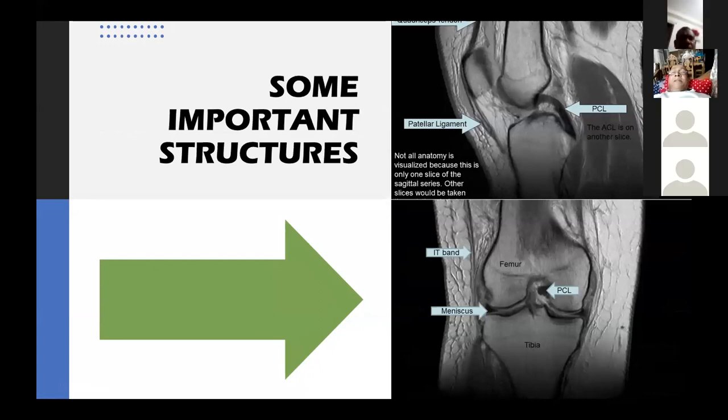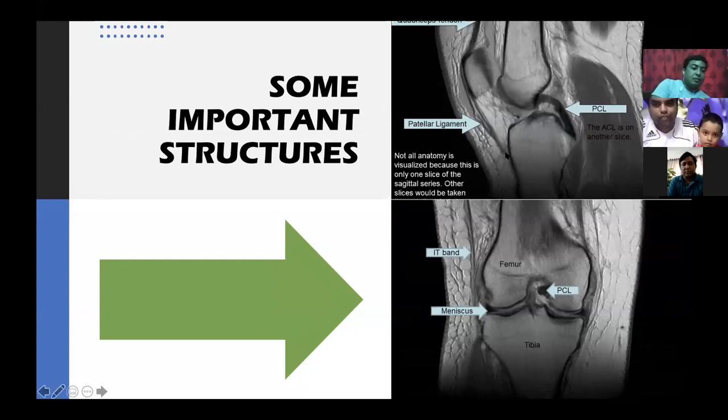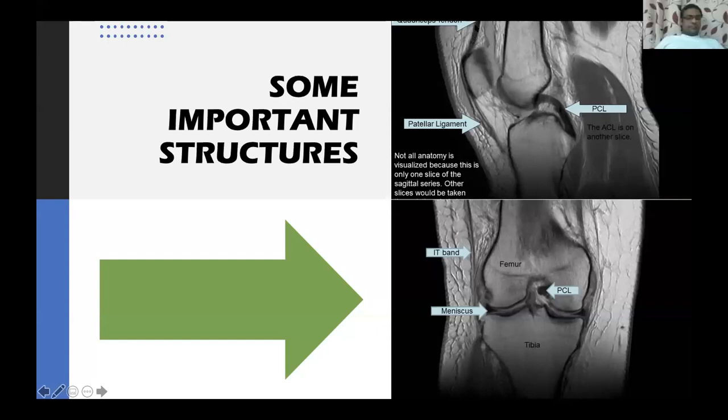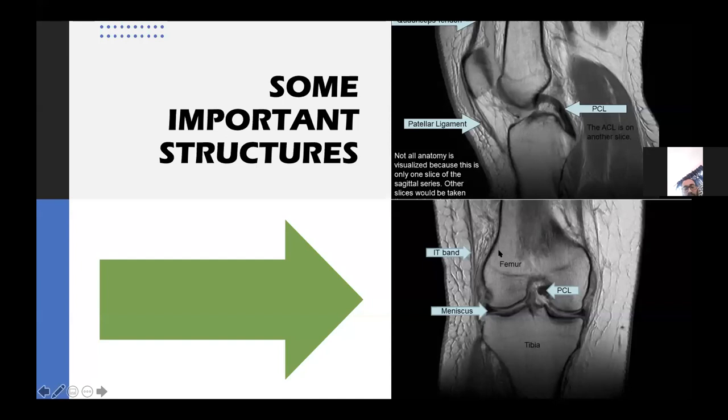And lastly, I'll show some important anatomical structures. This is the patellar tendon. The patellar ligament starts from the lower pole of the patella up to the tibial plateau, the tibial tuberosity. And above the upper pole of the patella, this is the quadriceps tendon. So these are the two important structures.